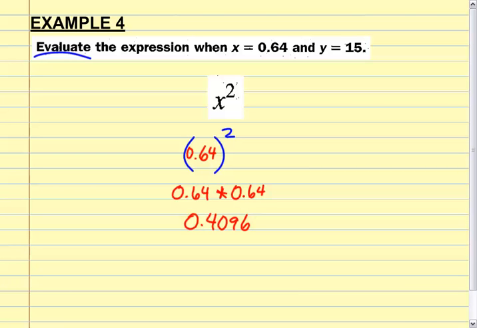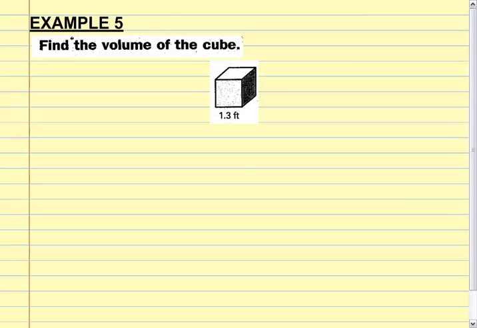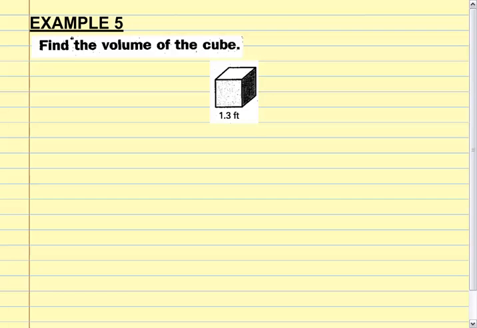Okay, this is the last one. This says find the volume of the cube. Now remember, we've done volume before. What is volume? What's the formula for volume? Base times height times width. Okay, length times width times height.